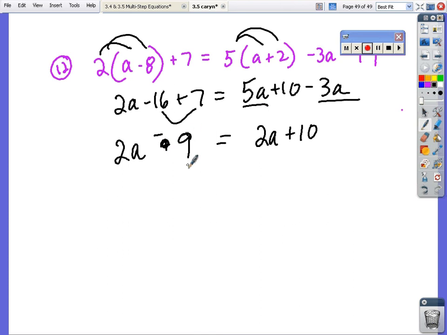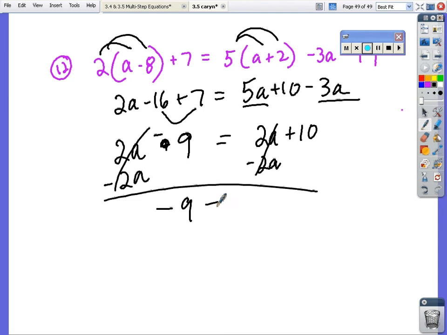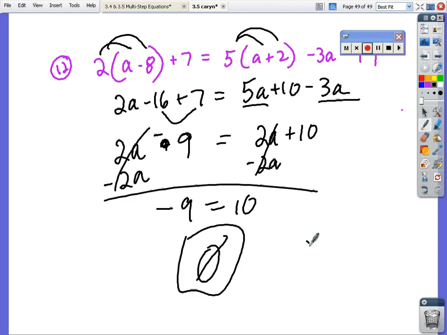And when I subtract my 2a's from both sides, the same thing happened as before. And I'm left with negative 9, which equals 10, which is, again, no solution. Now, had you ended up with 10 equals 10, then that would have been all solutions, all real numbers. But here, there's nothing you could put in for a to make those two sides equal.